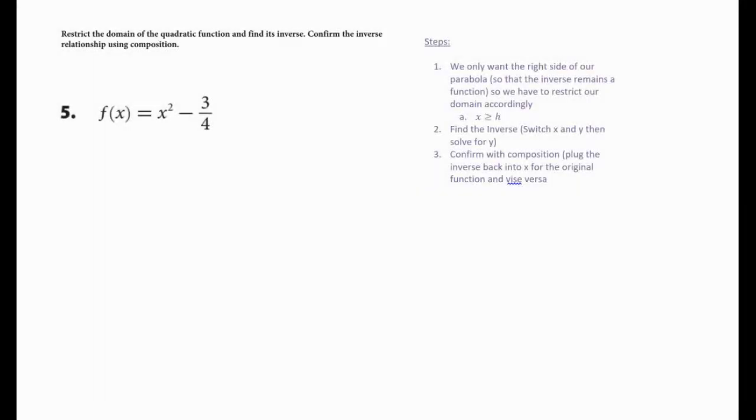You were asked to restrict the domain of the quadratic function and find its inverse, confirming the inverse using composition. So first of all, to restrict the domain, all we're doing is taking the right half of our parabola so that when we find the inverse, it makes a function like this and not like this here.